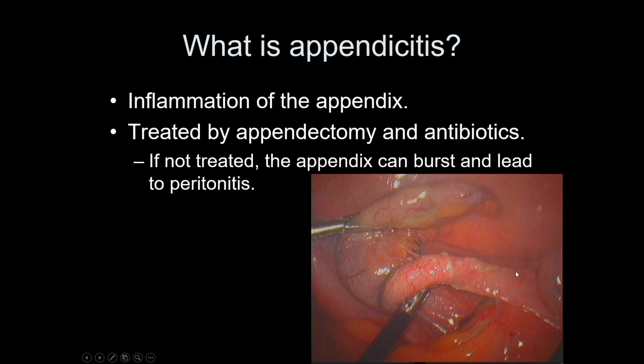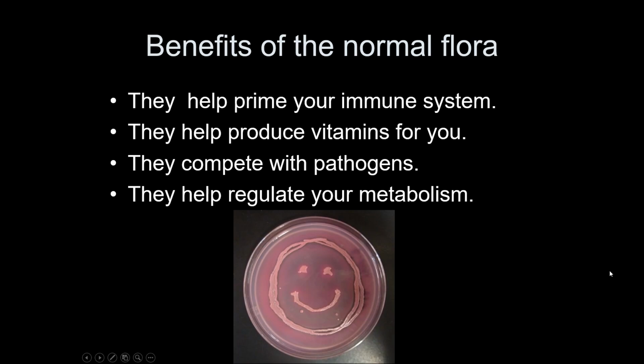All right, so appendicitis. We talked about it earlier, inflammation of the appendix. How is it treated? We just flat out remove the appendix. We'll also give you antibiotics, because if it ruptures, again, overwhelming infection. Benefits of the normal flora, which nowadays is called the microbiota. But these are very, very, very important things.